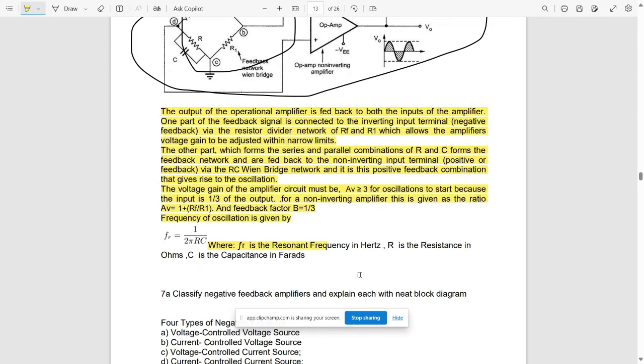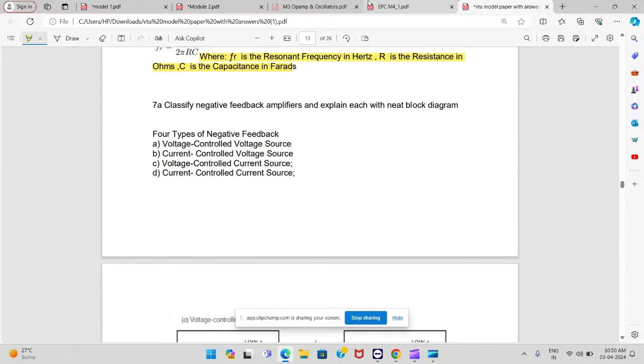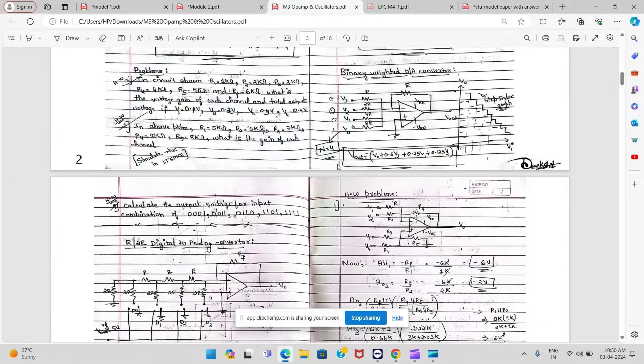These and all are the things that you can pause the video and refer to. This is the resonant frequency in case of a Wien bridge oscillator, that is given as 1 by 2 pi RC. Okay. Also, we have a few of the important concepts here from module 3, op amp and oscillators.